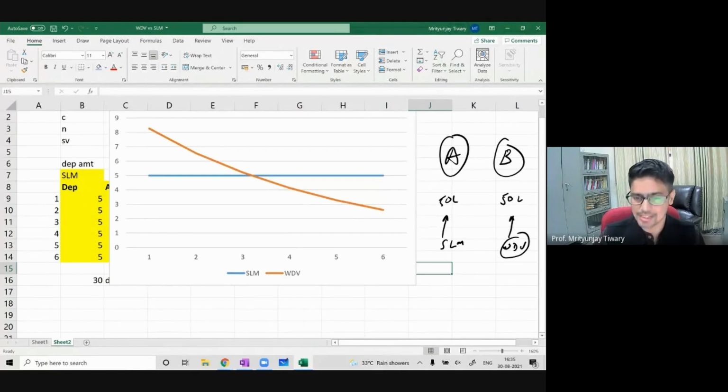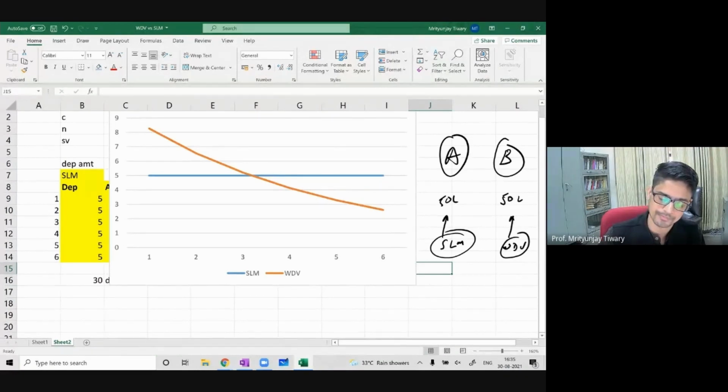Okay, let us say it is exclusive, that you have only one company to give the loan to. Company A is reporting we have made a profit of 50 lakh. Company B is also reporting we have made a profit of 50 lakh. In all other respects also they are the same. The only point of difference is company A is using SLM versus B is using WDV. Which one will get the loan?